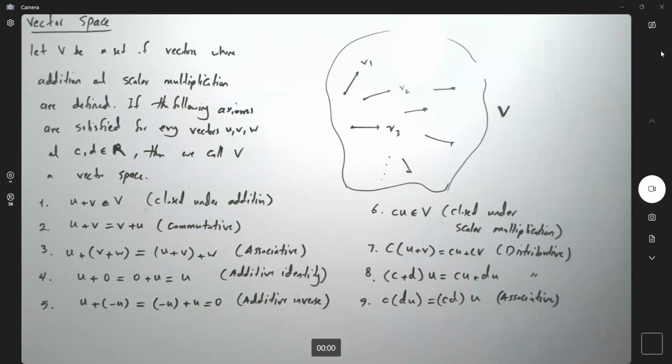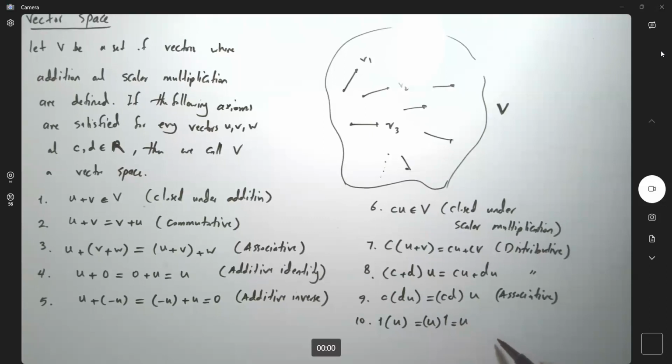Also, you have scalar identity. 1 times U is equal to U times 1, which is U. This guy is called scalar identity. So note the difference between additive identity and scalar identity.